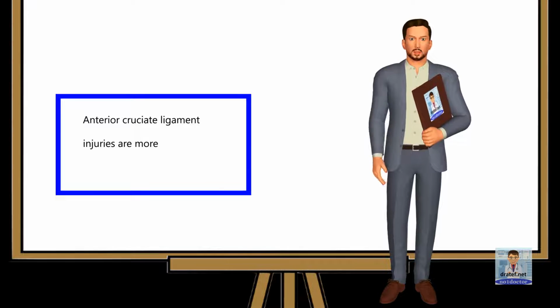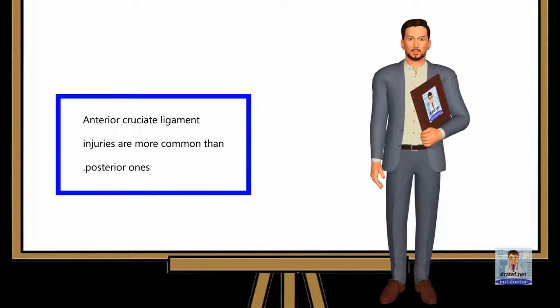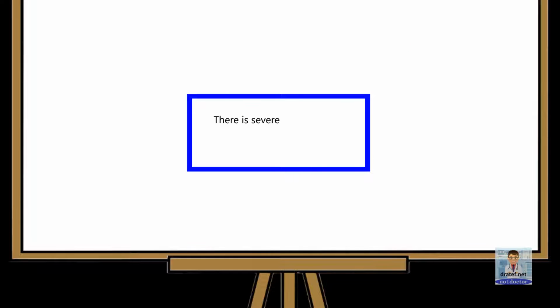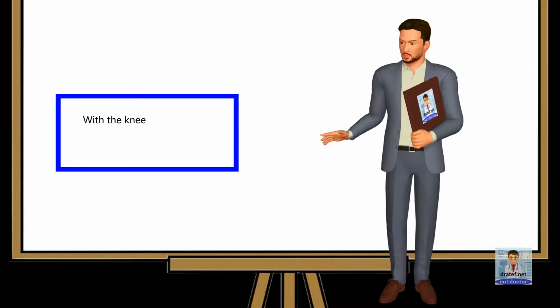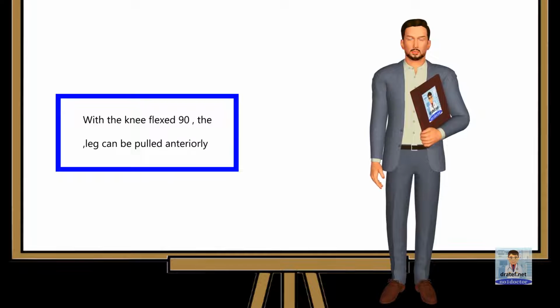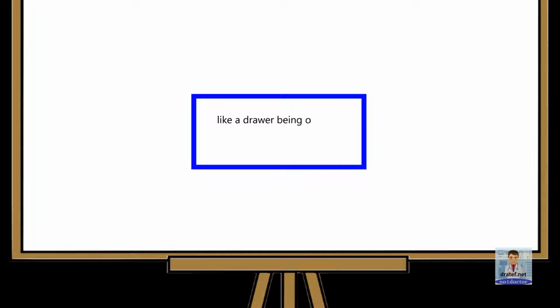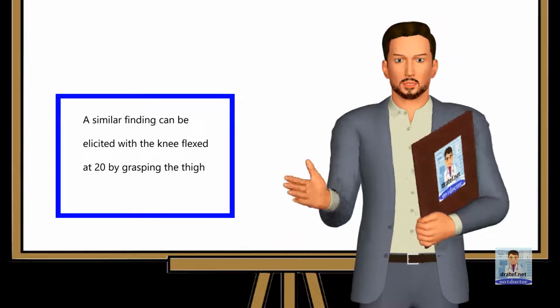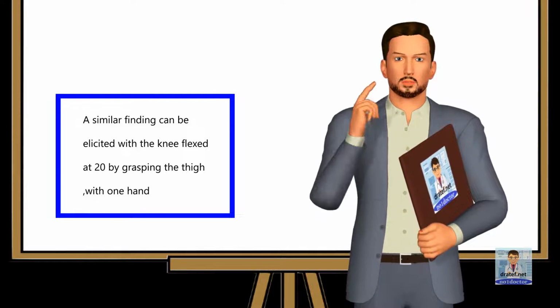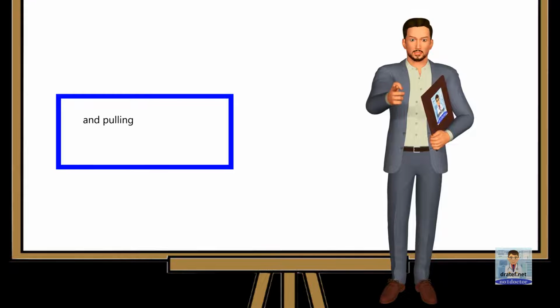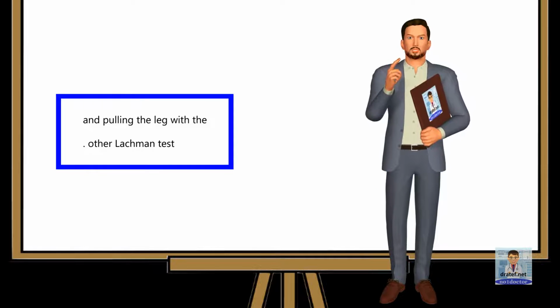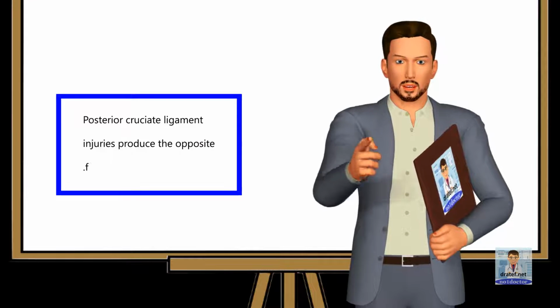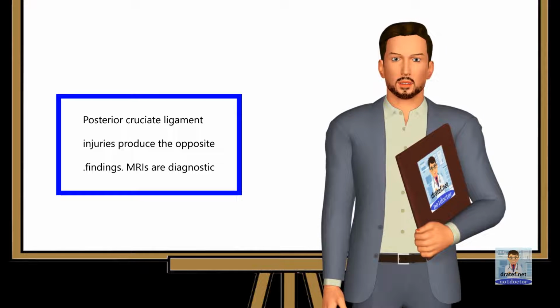Anterior cruciate ligament injuries are more common than posterior ones. There is severe knee swelling and pain. With the knee flexed 90 degrees, the leg can be pulled anteriorly, like a drawer being opened. Anterior drawer test. A similar finding can be elicited with the knee flexed at 20 degrees by grasping the thigh with one hand, and pulling the leg with the other. Lachman test. Posterior cruciate ligament injuries produce the opposite findings.